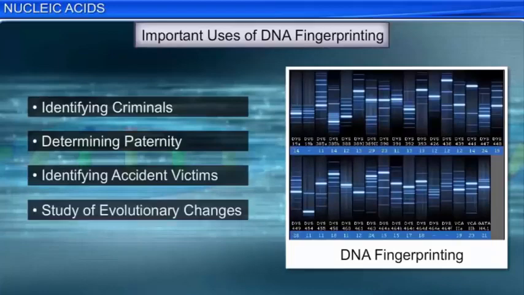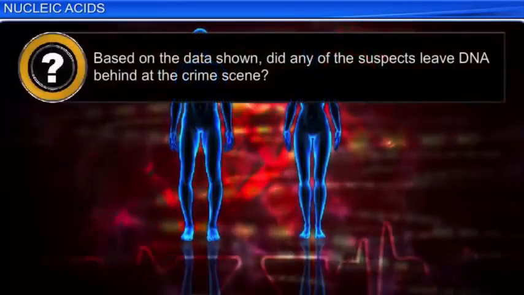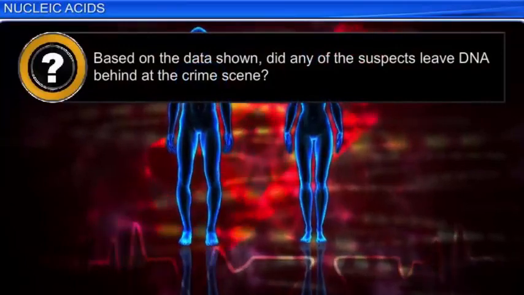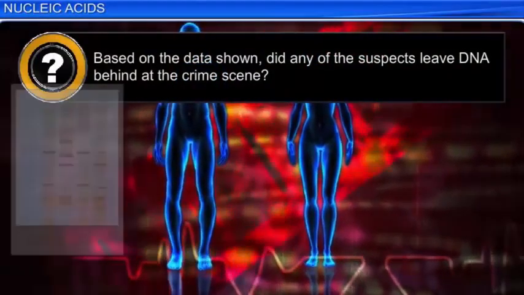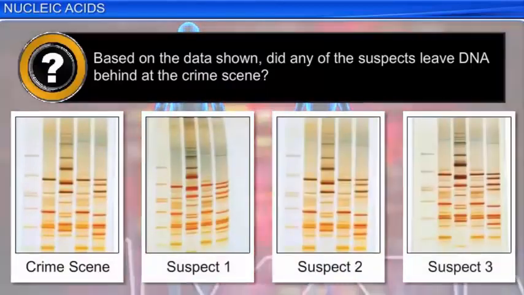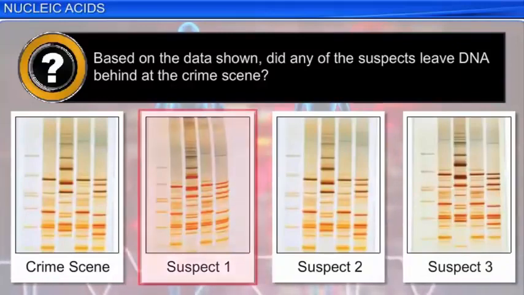Based on the data shown, did any of the suspects leave DNA behind at the crime scene? Based on the DNA fingerprinting, we can eliminate suspects 1 and 3 as their patterns do not match the DNA found at the crime scene. It seems likely, however, that suspect 2 may have been at the crime scene.